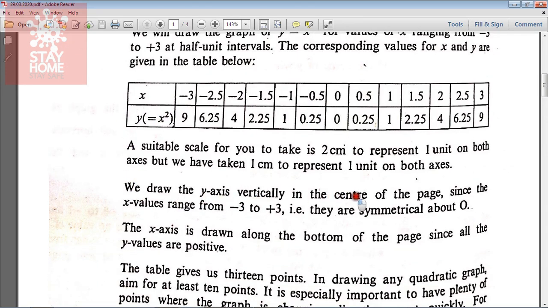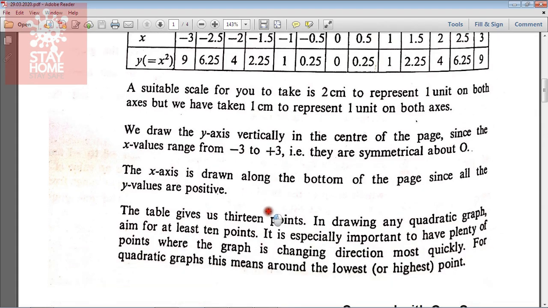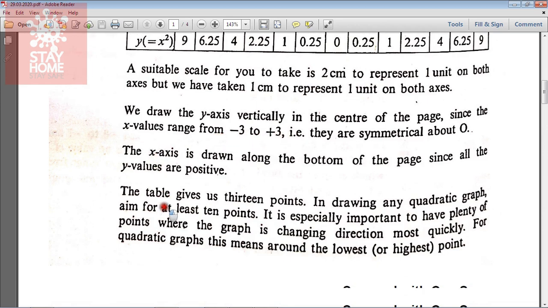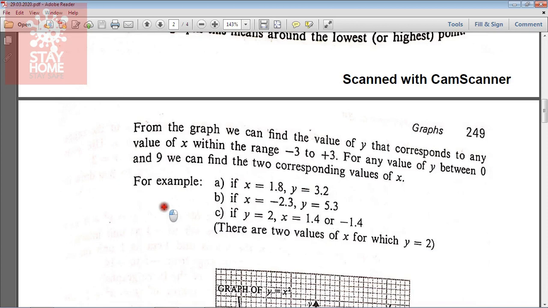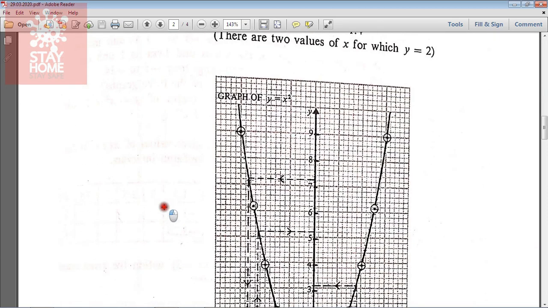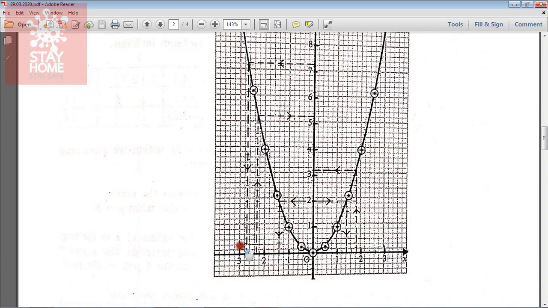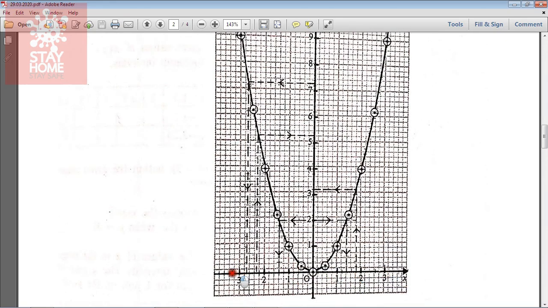We draw the y-axis vertically in the center of the page, since the x range is -3 to +3. As I explained to you earlier, you need to decide the suitable scale and range, and then where to write the x-axis and where to draw the y-axis. Come to the point now. Here we are using 0, 1, 2, 3 on the x-axis, because we have the range -3 to +3: -1, -2, -3, +1, +2, +3.